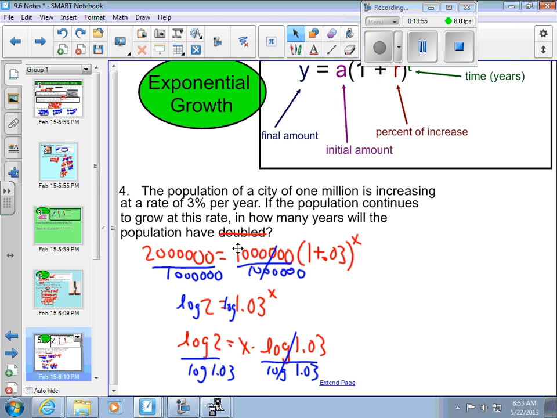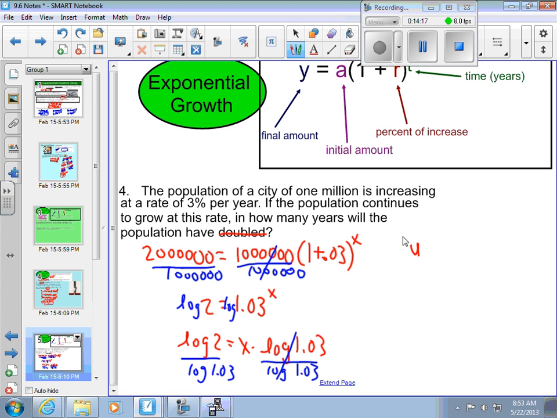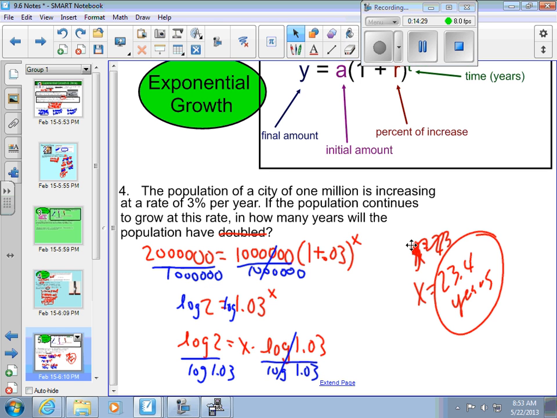So calculating out the answer on our calculator, this time we're using common log. And again, it doesn't matter. Log of 2 divided by log 1.03. And it looks like the answer is about 23.4 years. So our time here is x equals 23.4 years. All right, we'll look at some more of these in class tomorrow.